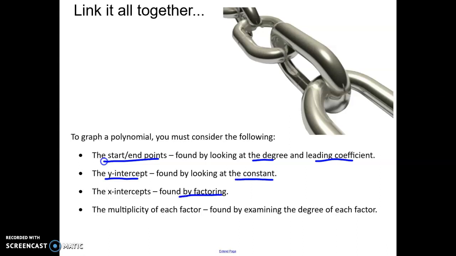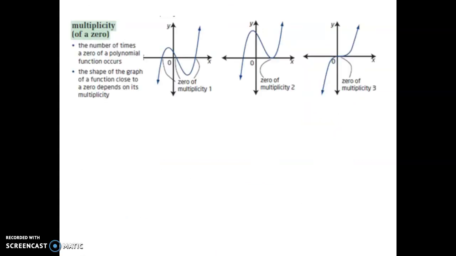The x-intercepts are found by factoring, so you will have to factor this out. And then we also need to know something about the multiplicity of each factor, which is examining the degree of each factor. This is something new, so let's take a look at what that means. Okay, so multiplicity basically means the power on a factor. So if there's only one of each factor, it's going to act like a line, because the power of 1 represents something linear. So here, at each x-intercept, it's going to pass straight through just like a line.